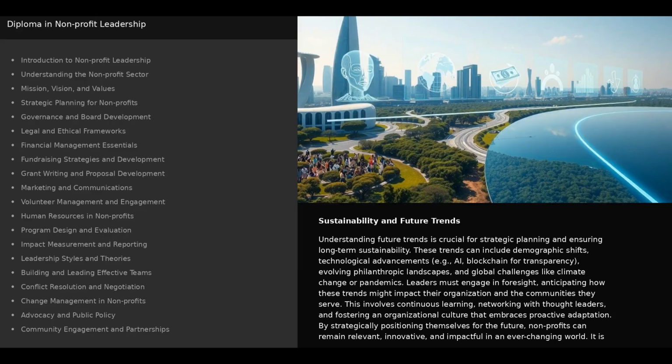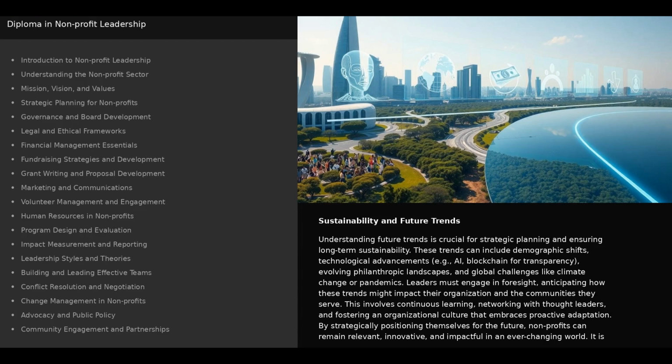Understanding future trends is crucial for strategic planning and ensuring long-term sustainability. These trends can include demographic shifts, technological advancements, e.g., AI, blockchain for transparency, evolving philanthropic landscapes, and global challenges like climate change or pandemics. Leaders must engage in foresight, anticipating how these trends might impact their organization and the communities they serve. This involves continuous learning, networking with thought leaders, and fostering an organizational culture that embraces proactive adaptation.